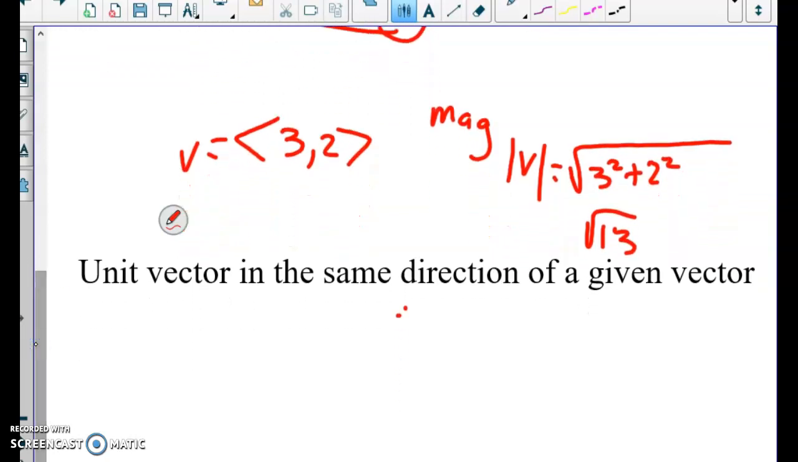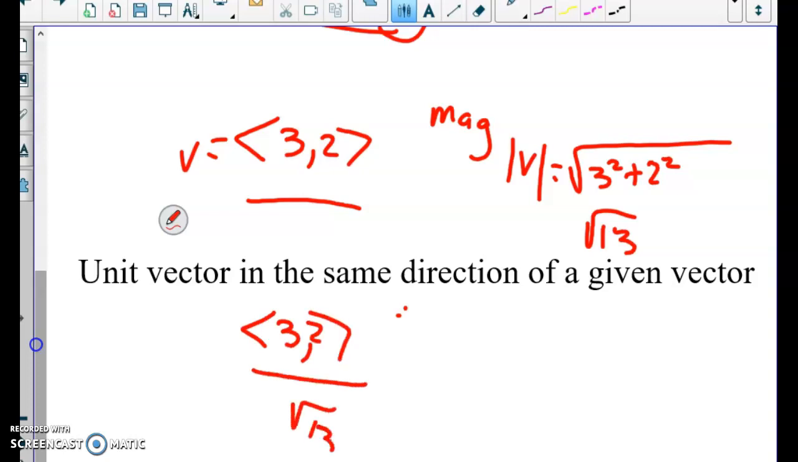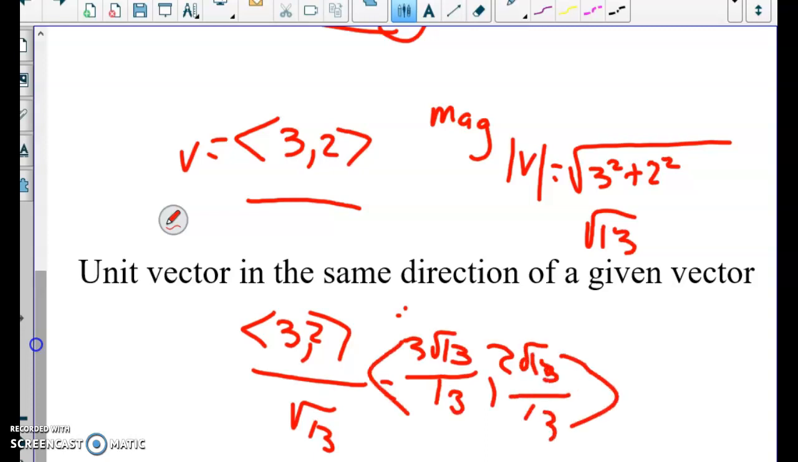So if I want to find a unit vector in the same direction as my original 3, 2, we know that that is the square root of 13 long, so I need that to be 1. So I would divide that by its magnitude, and I would get 3 root 13 over 13, comma, 2 root 13 over 13. And that would be in the same direction as the original, but only 1 unit long.